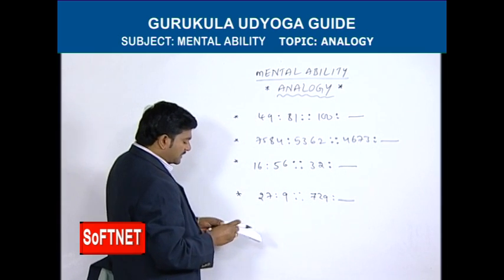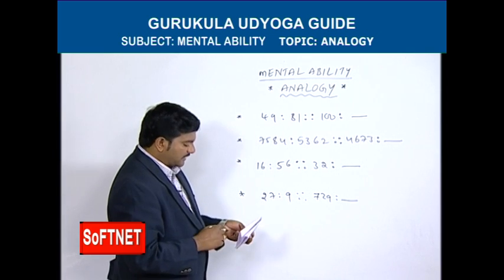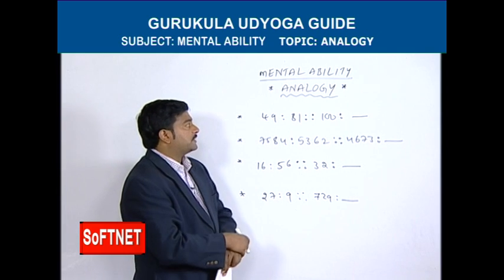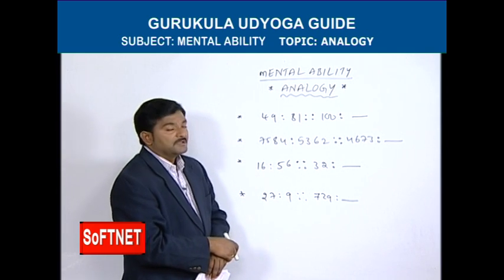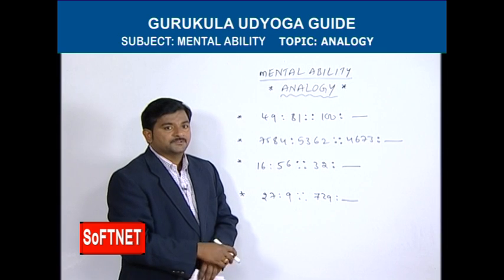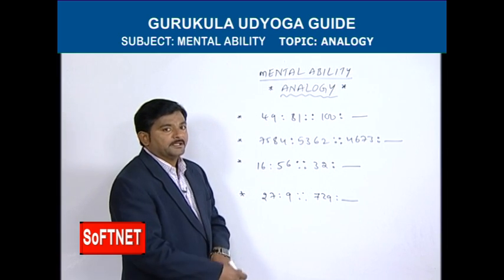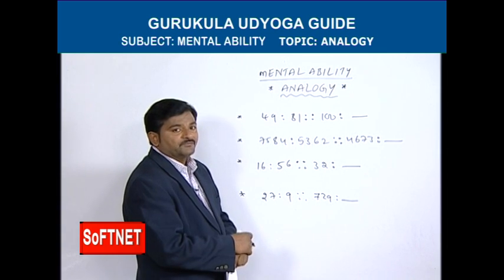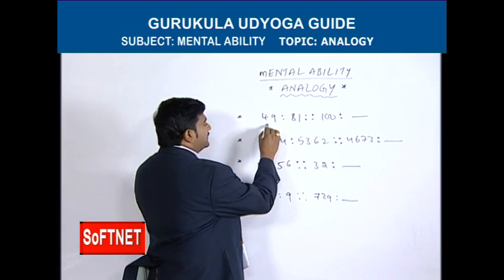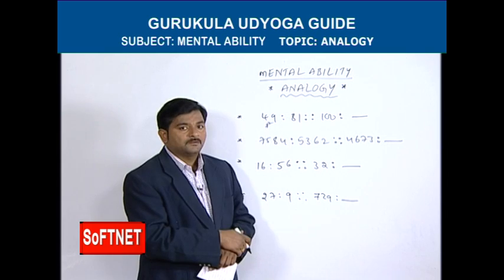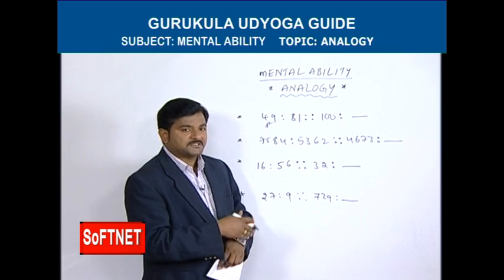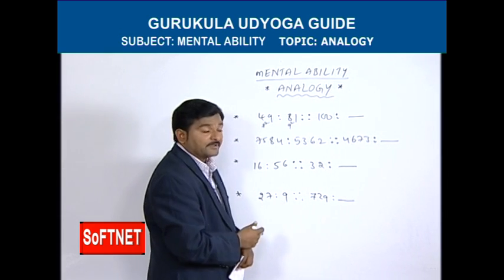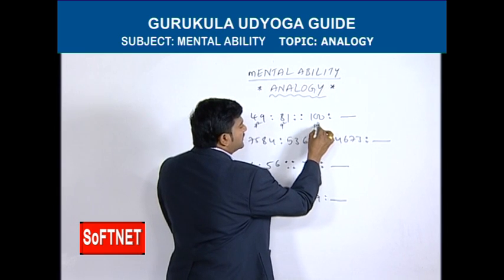So now these are some examples regarding number analogy. Now we will take the explanation part of this. Now observe the first example here, 49 is to 81. So what does it mean here? 49 means we can write 7 square. Here 81 means 9 square. What about 100? 100 means 10 square.